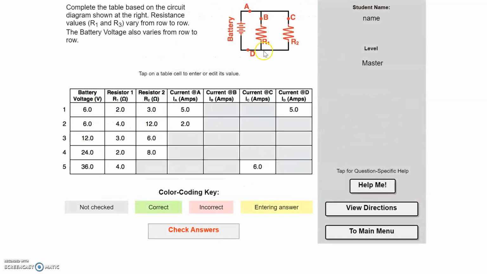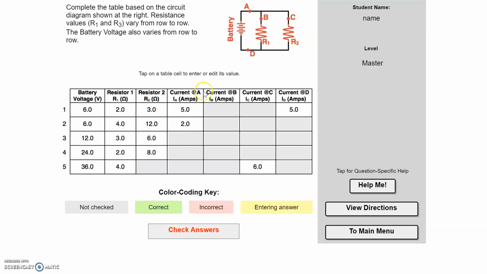Okay. So now that you know the basics of a parallel circuit, I'm going to show you kind of the cheat version of this, because it's actually not very hard. There are just some shortcuts that you can use. They give you a simple circuit of two resistors in parallel.